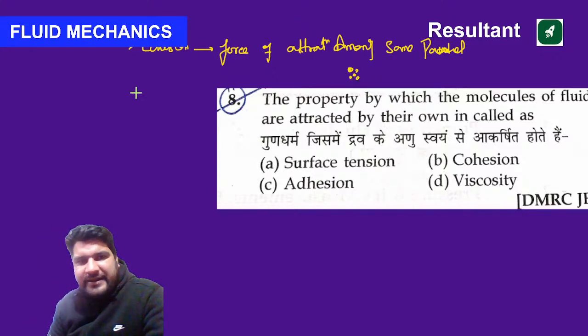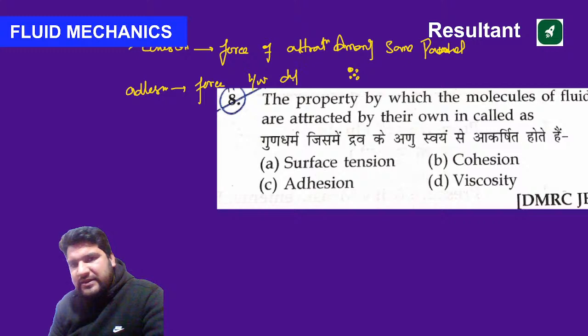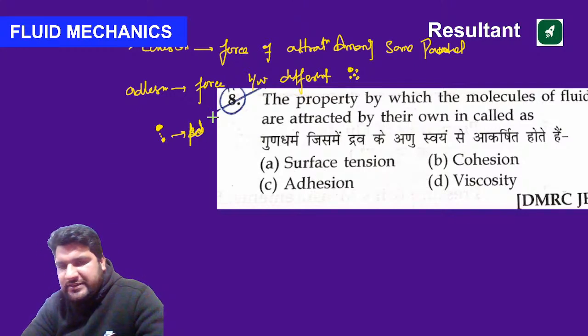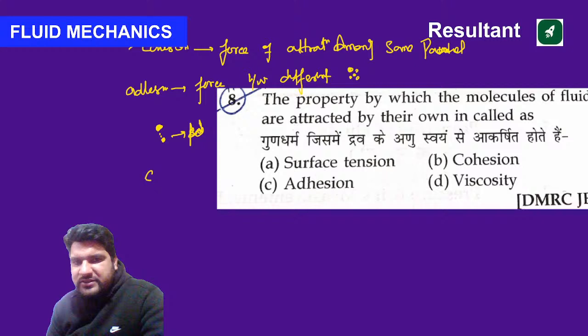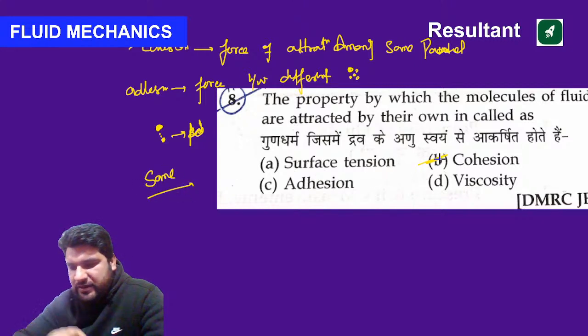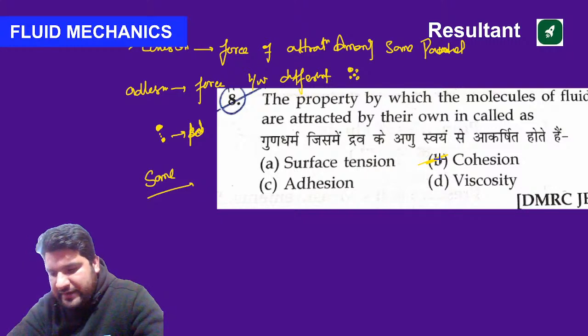Now we have the adhesion. What is adhesion? Adhesion is also the force of attraction, but between different particles. So we have the water, we have the air. The force of attraction among the water and air particles will be called as the adhesion. And the cohesion is called as the force of attraction among the same particles. So the answer should be B.